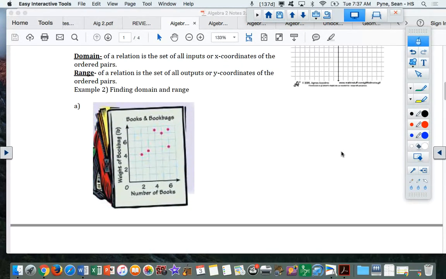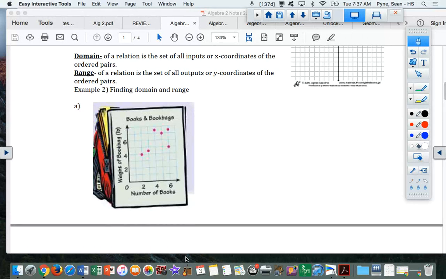Now, domain and range. Who knows what domain and range means when we talk about relations? Yes? Isn't that when you do the boxes and the stuff on the left side is all the X's and then anything on the right is the Y? Okay, that is true. Domain and range, we don't have to actually make the box. When it comes to domain and range, the domain is your X values and the range is your Y.